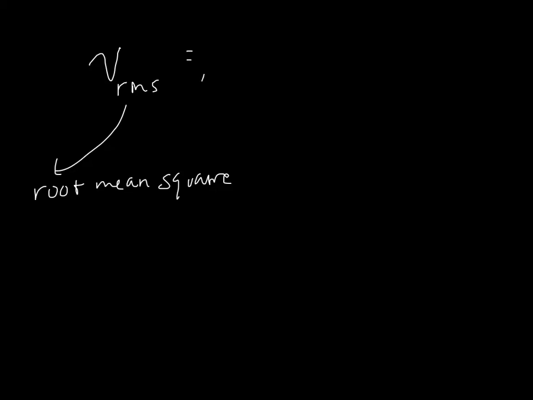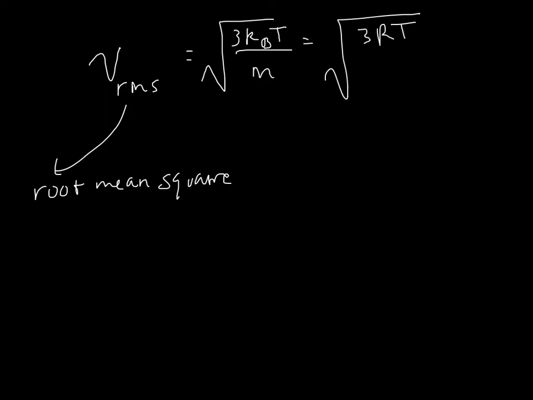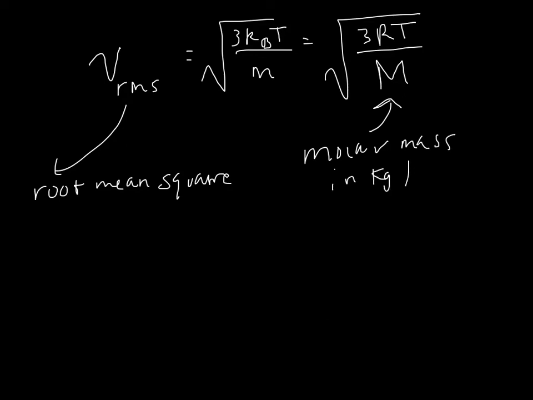So they want to find basically the speed or the velocity of molecules in a substance. So if we rearrange both those equations from before, we would get the square root of 3 times the Boltzmann constant times temperature over the mass, which is also equal to the square root of 3RT over M, where M is the molar mass in kilograms per mole.